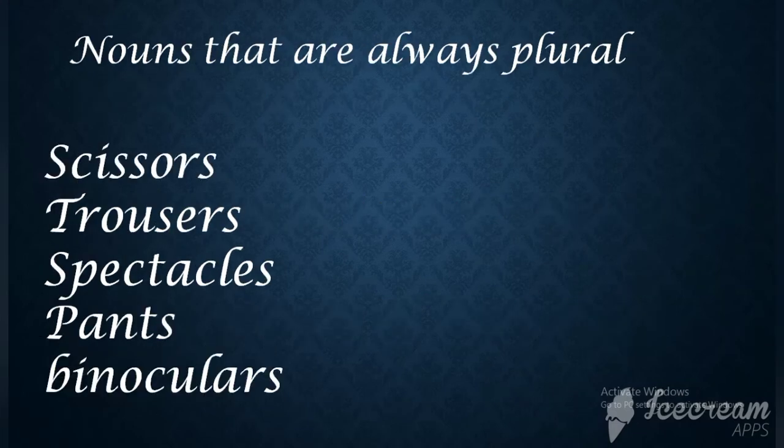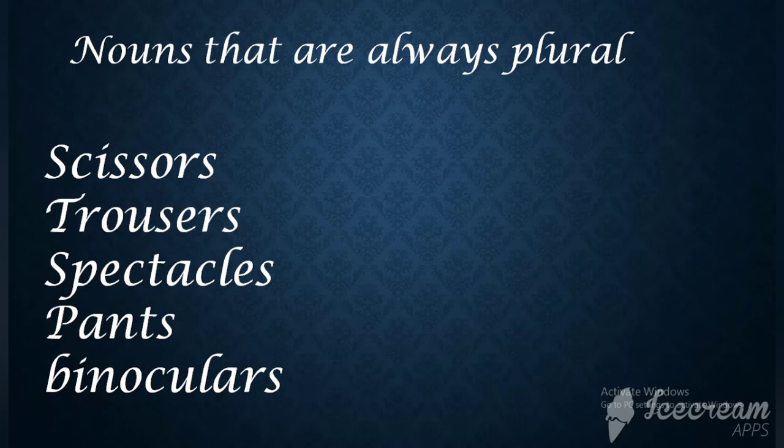Nouns that are always plural. There are certain nouns which are always plural. Till now we have studied the words which are always singular, and now we are going to see the nouns that are always plural. There is no singular form for these words. Scissors. The common mistake we make is we ask, give me a scissor, right? But that way is wrong. You should always ask for scissors. There is no singular form for scissors. It is always plural.